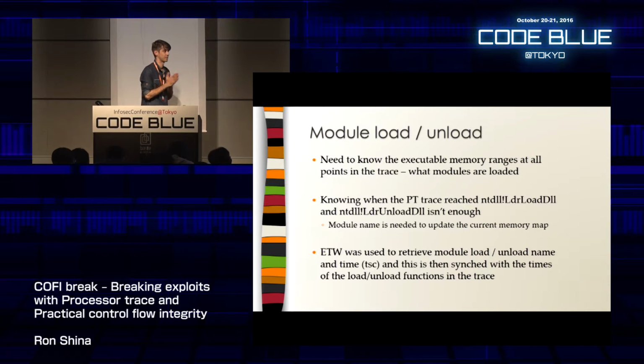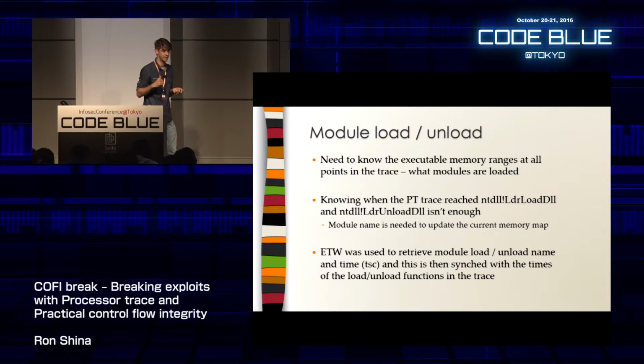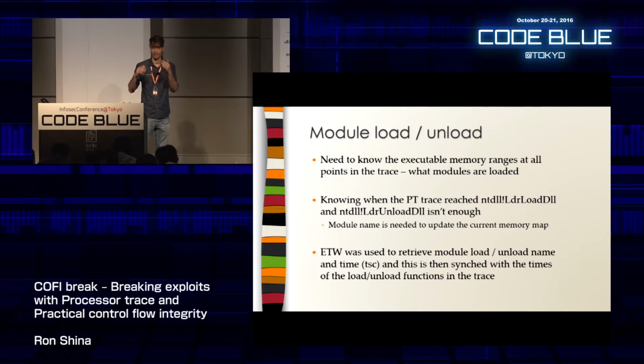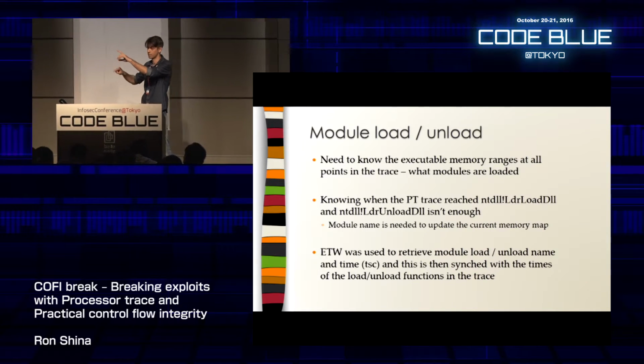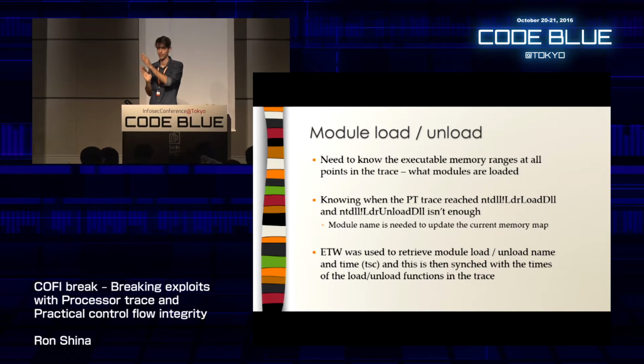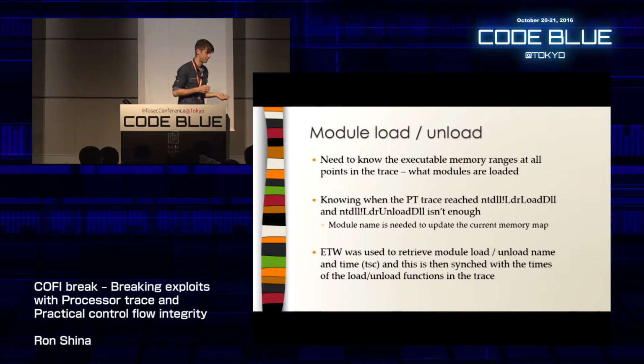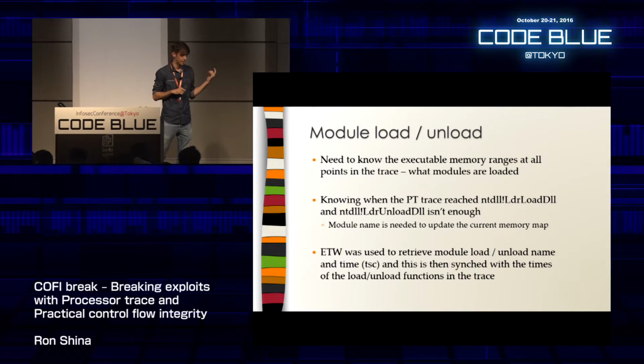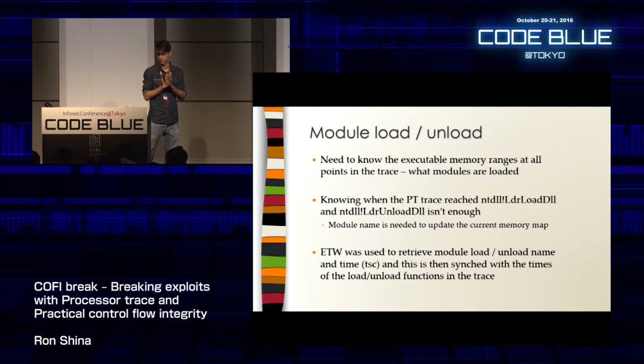But as I said, you always need the binary to get back the instruction trace, right? So you need to know which pages of the process, when you're going over the trace, are currently executable, right? Because you need to know whether calling them is legal or not. So you do need the module load unload information. Well, getting that from the event trace for Windows is rather trivial, and we just synced those.